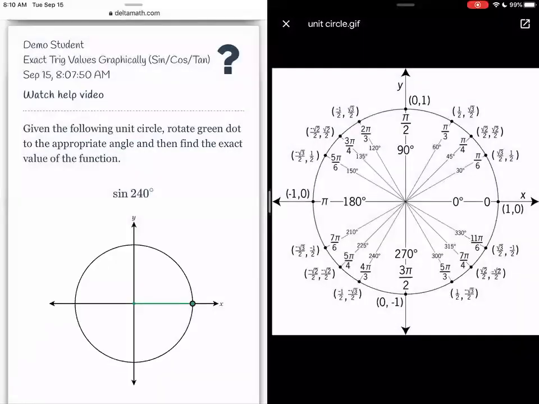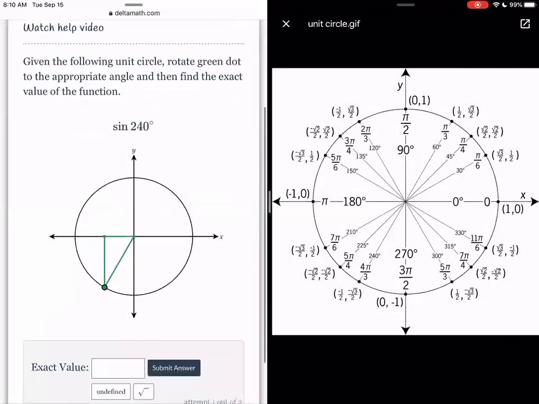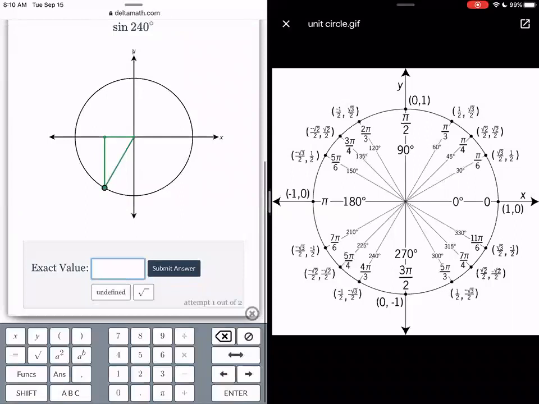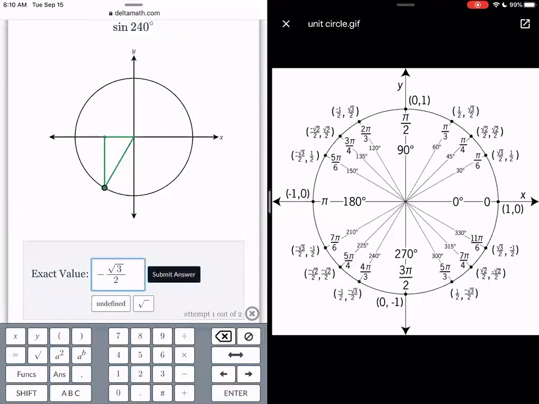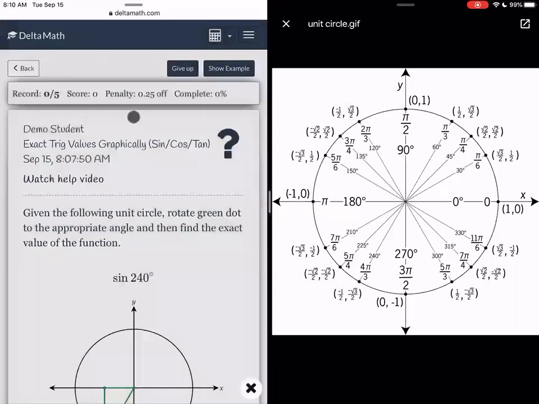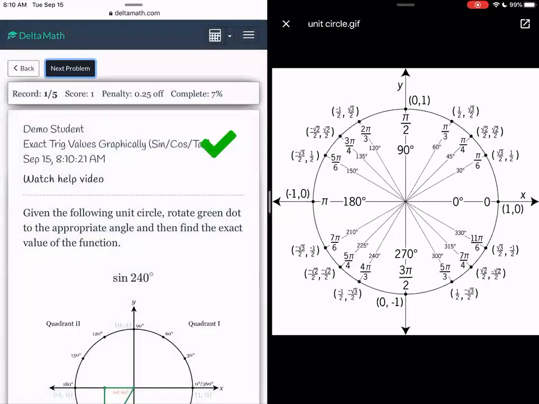Okay, so I'm going to drag this right there and then scroll down. Exact value, it was negative root 3. Make sure you use the right arrow to get out of the square root, then over 2, and submit. Cool. Okay, let me see if I can get you a tangent.